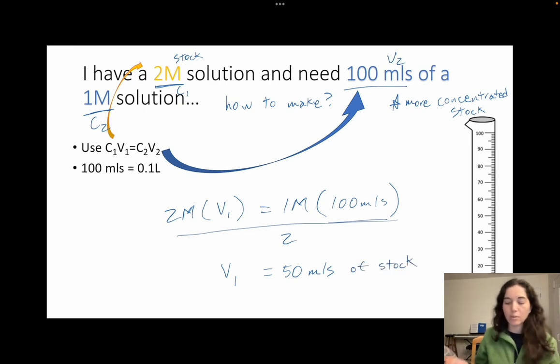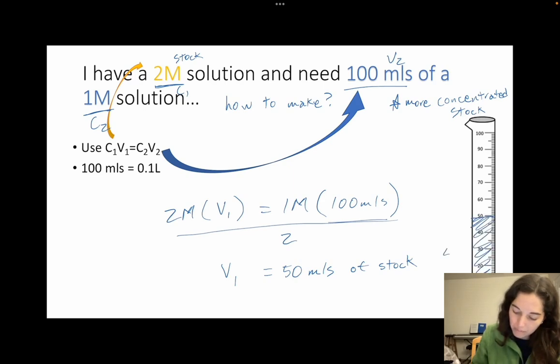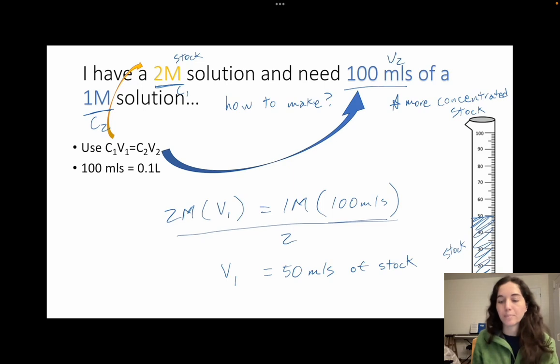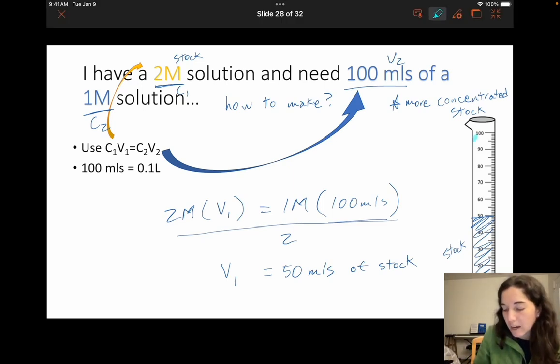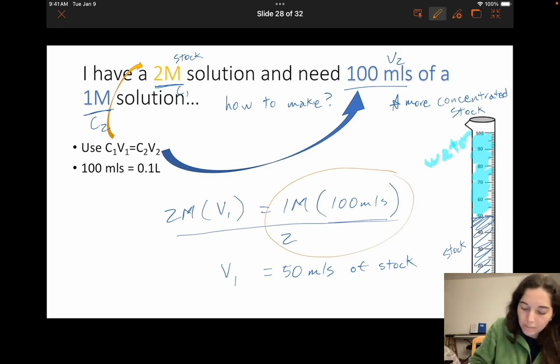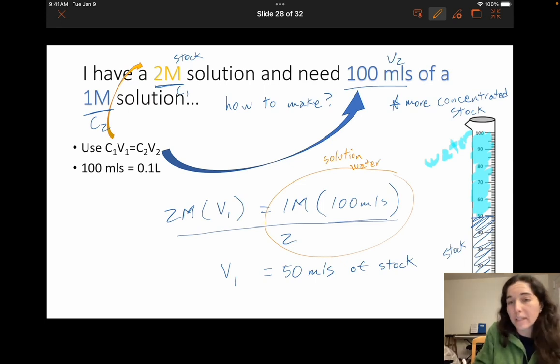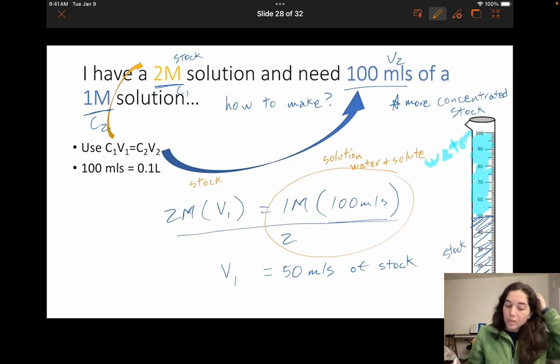So if I wanted to make the solution, what I do is I'd put 50 milliliters of stock. I'd measure that out. And then I'd fill it up to 100 milliliters with water. Because this is our solution, which is defined as the water, so our solvent plus solute, and then this is our stock over here, which is our stock solution.